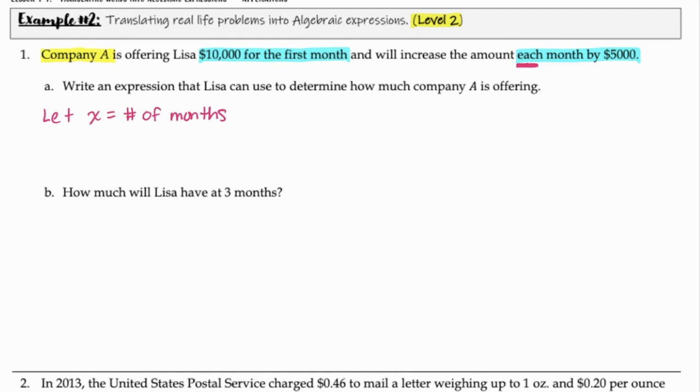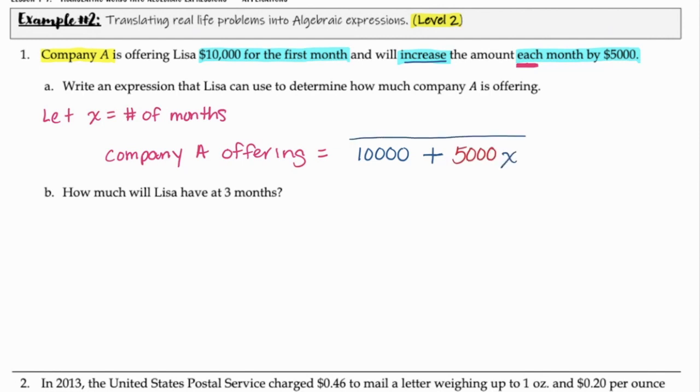Now that I have that, I'm going to break things down. So how much is company A offering? So in the beginning, this company is going to give her $10,000. So that's her starting amount, $10,000. That's what she's making the first month. And will increase the amount. So what does this word increase mean? I should have highlighted. Increase means we're going to be adding. We're going to get bigger. So every other month, she's going to make $5,000. So how can I represent that? 5,000 times X. And this is her expression.